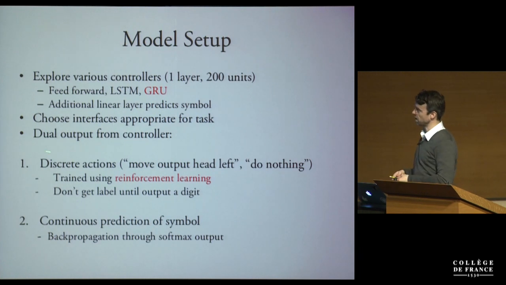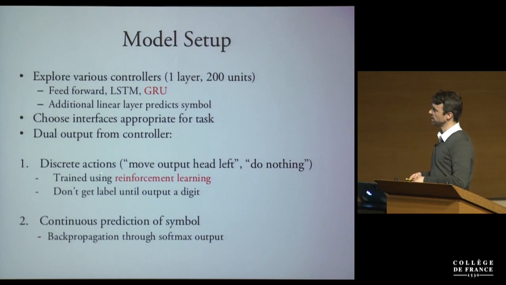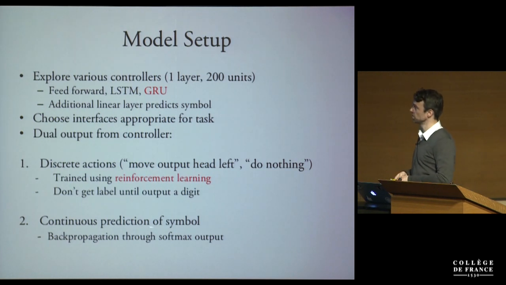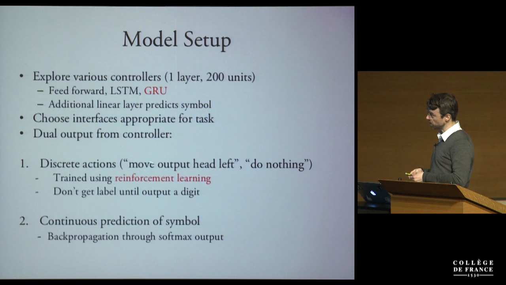Now, there are 2 outputs from the controller. One is going to be a continuous output, much as we've seen before, of the symbol. So that's going to be a softmax over each of 0, 1, 2, 3, 4, 5, 6, 7, 8, 9, 10, or null, which will be a valid output too. But then we will have this discrete action, which is moving those heads around. Now, that part we can't differentiate through, so we can't backpropagate to train how the controller should operate the read head and the write head.